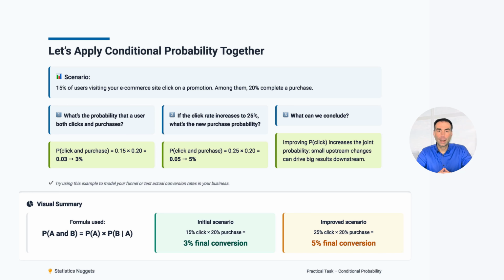Let's try a simple, practical exercise. In your e-commerce site, 15% of users click on a promotion. Of those, 20% make a purchase. So the probability of click and purchase is 15% times 20%. That's 3%. Now, imagine your click-through rate increases to 25%. The new joint probability becomes 25% times 20%. That's 5%. This shows how improving just the first step in a funnel can significantly boost final results. Try applying this logic to your data.